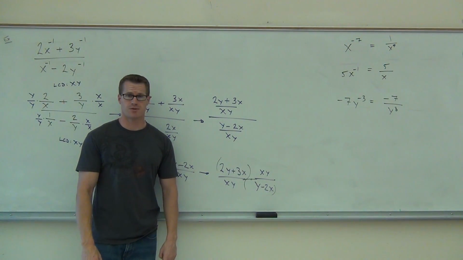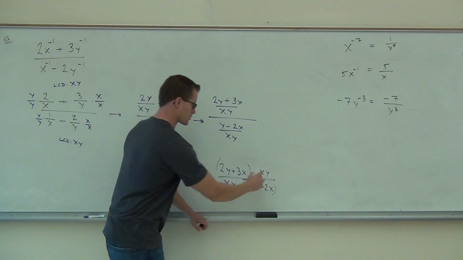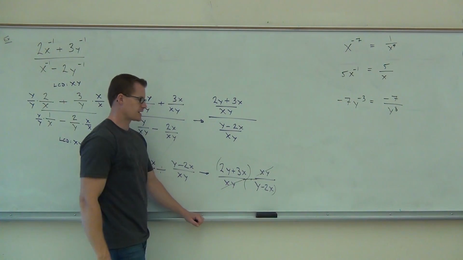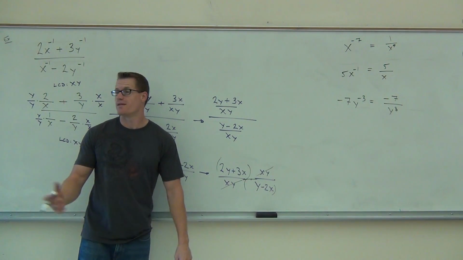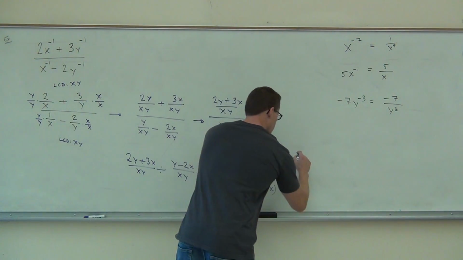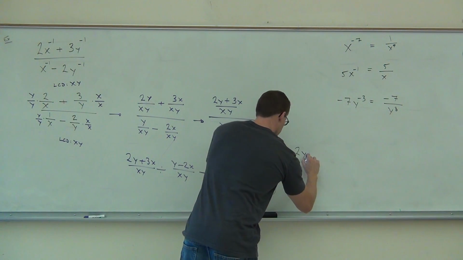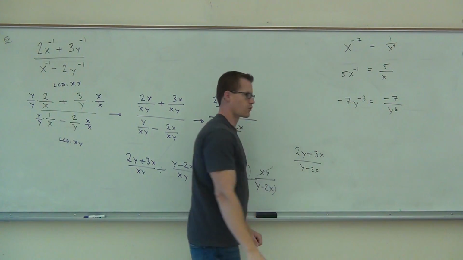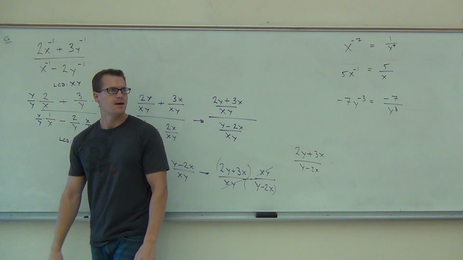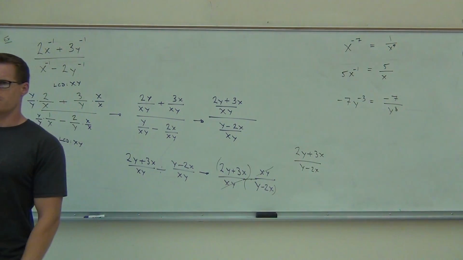Do you see anything that will simplify? That's great. Those are gone. Can I simplify anything else? That's not factorable, that's not factorable, that's our answer. So we're going to write 2y plus 3x over y minus 2x, and we're done. How many people feel okay with this type of problem? Good.